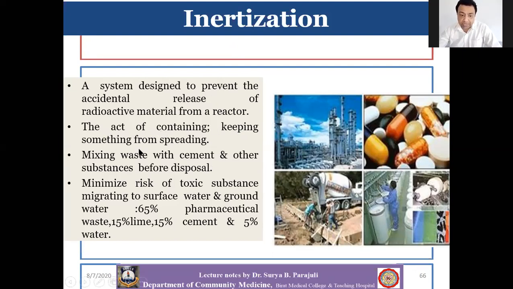Inertization is the act of containing, keeping something from spreading: mixing waste with cement and other substances before disposal. It minimizes the risk of toxic substance migration to surface water or groundwater. The ideal composition is 65% pharmaceutical waste, 15% lime, 15% cement, and 5% water. So we inertize the radioactive waste before disposal, which prevents toxic substances from being released to surface water or groundwater. This is one of the good processes for radioactive waste.